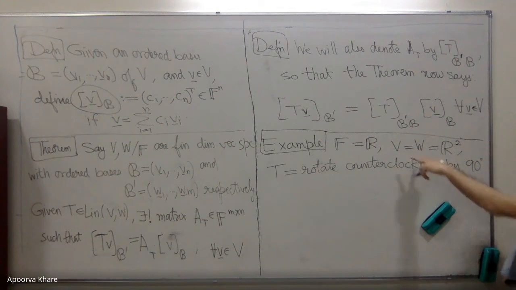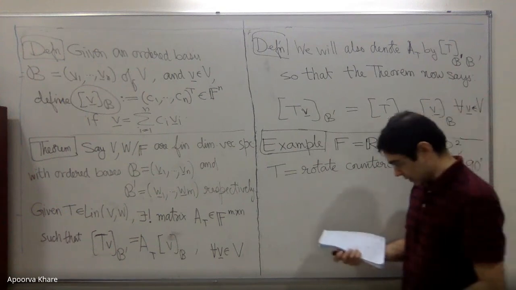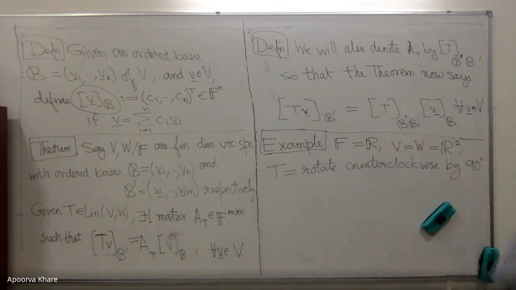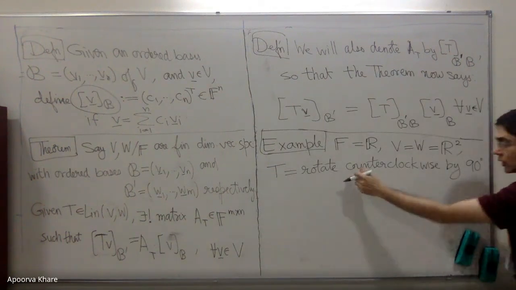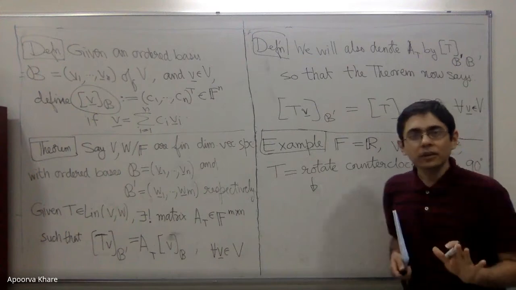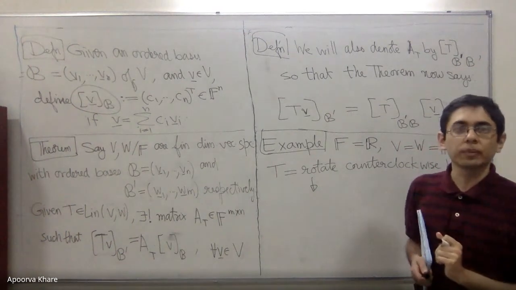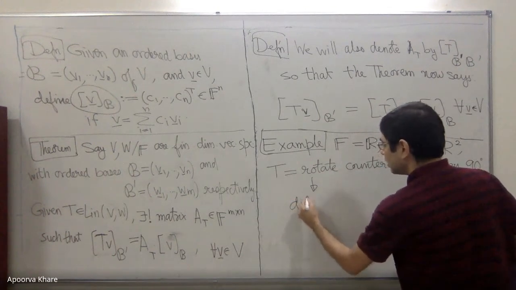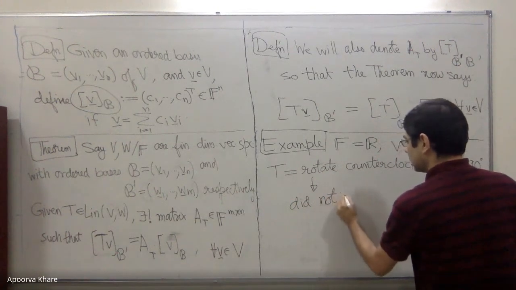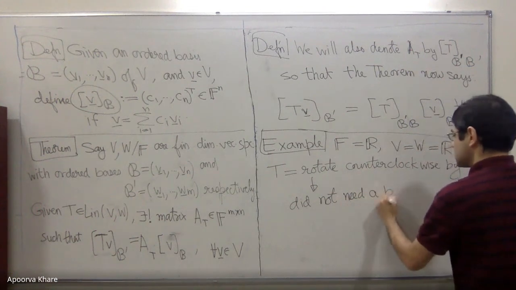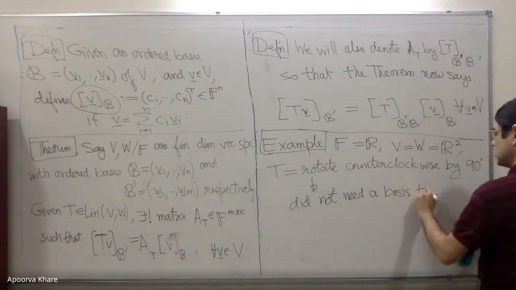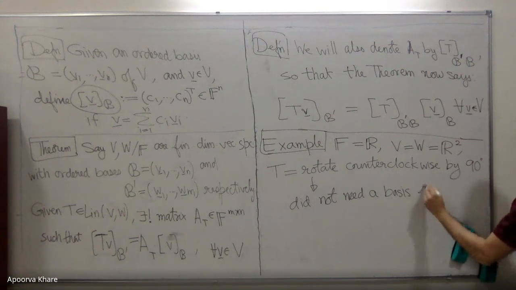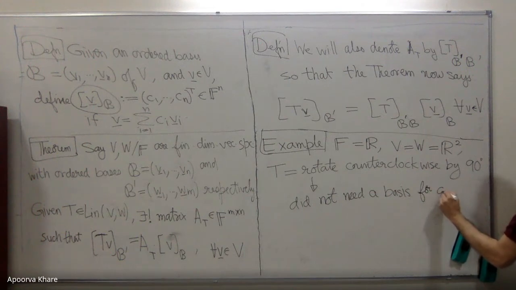And I have the same vector space and I will keep the same basis also. Okay, so first of all, before I write down the basis, notice that this operation does not need any basis. I can tell you what this operation is without writing down the basis. It did not need a basis for its definition.